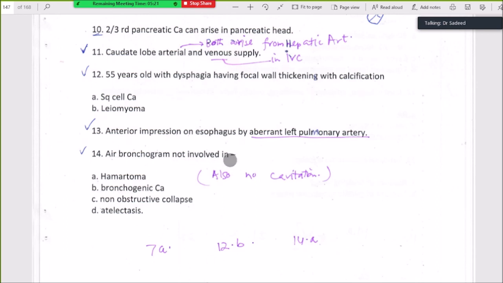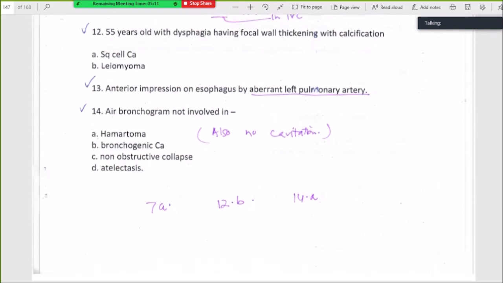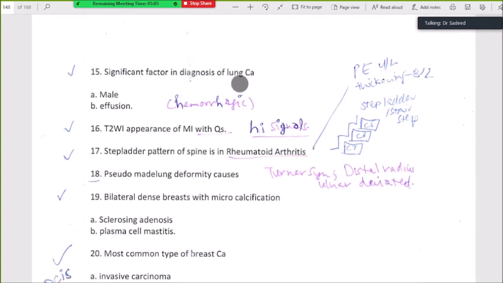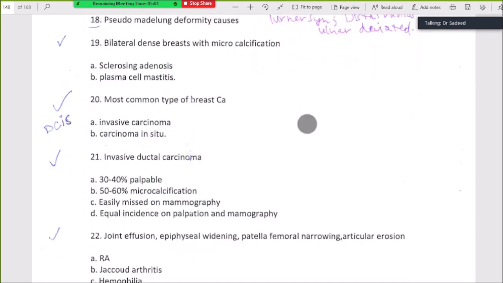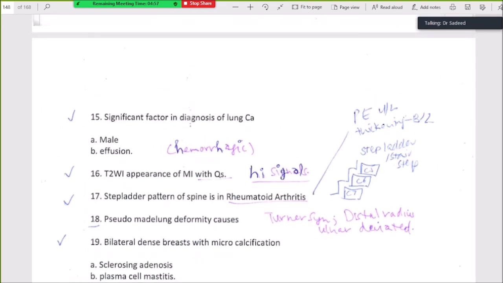14. Air bronchogram is not involved in a hematoma. Also no air bronchogram in cavitation. Significant factor in diagnosis of lung cancer is B, effusion.